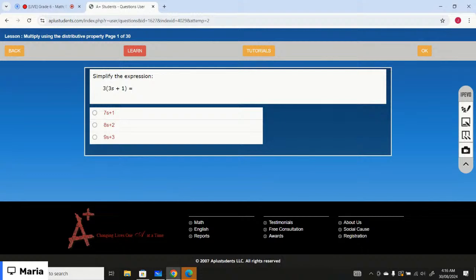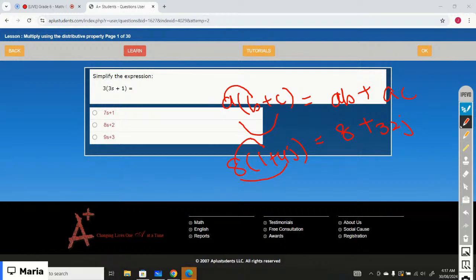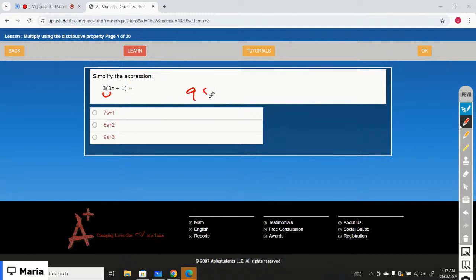You have to do 3 times 3s. You have to do 3 times 3, that is 9s. Then you have to do 3 times 1, that is 3. So the correct option is 9s plus 3. Option number 3 is the correct option. Got it?